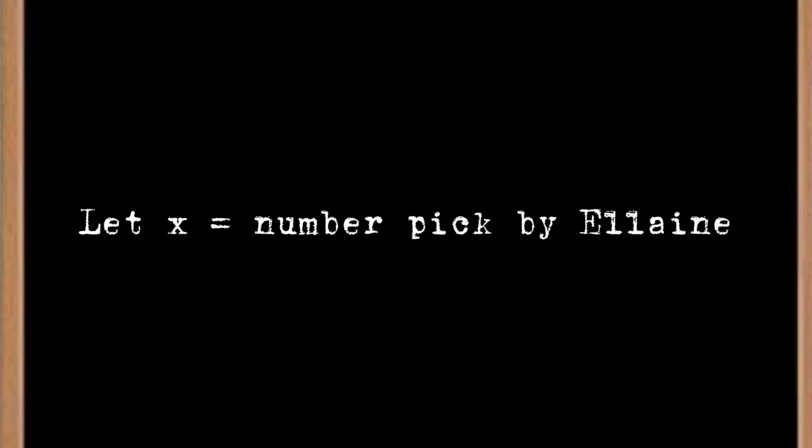So in this problem, Elaine picked a number from 1 to 200. Then after she picked a number, she multiplied it by 4. Then she subtracted 140 from the result and got 104. So what was Elaine's number pick? We need to find the original number that Elaine picked, or this is our unknown. So let x be the number that Elaine picked.